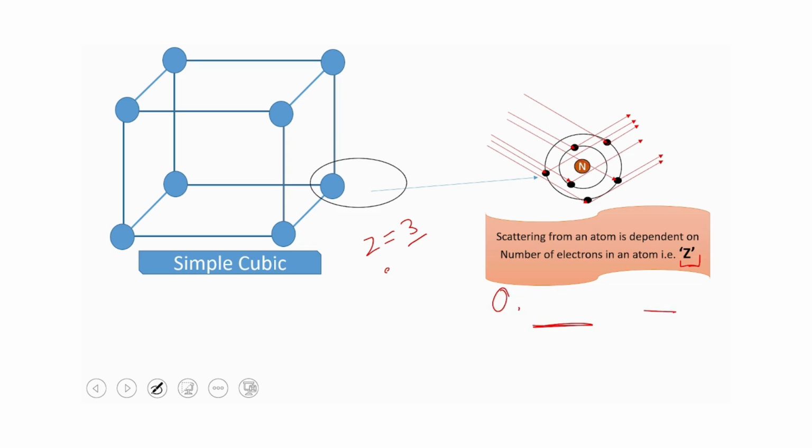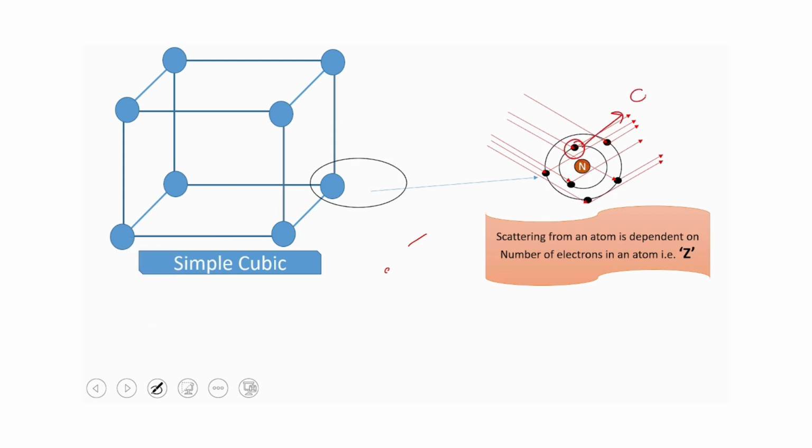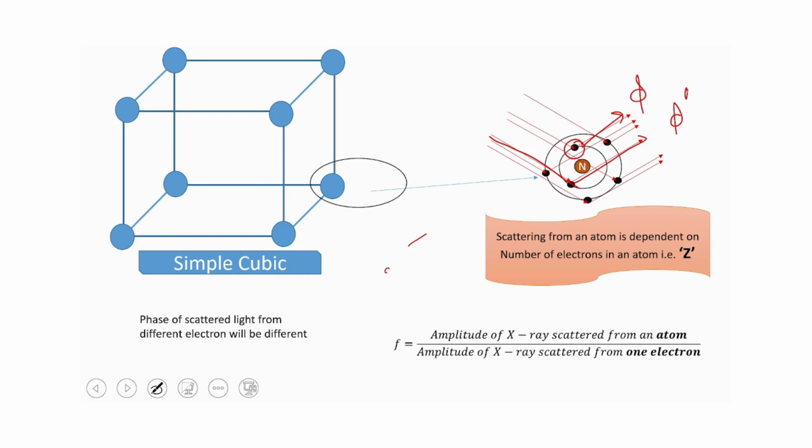Why? Because the waves scattered by different electrons are not in phase. What I mean to say is that the wave scattered from this electron will have some phase phi, and the other will have some phase phi prime. So because of this phase difference, there is a change in the formula of the scattering factor, which we write as the ratio of the amplitude of X-ray scattered from one atom to the amplitude of X-ray scattered from one electron. So let's now look into it more deeply.